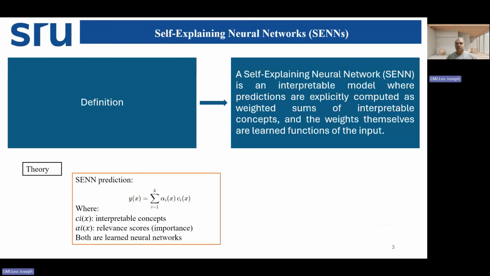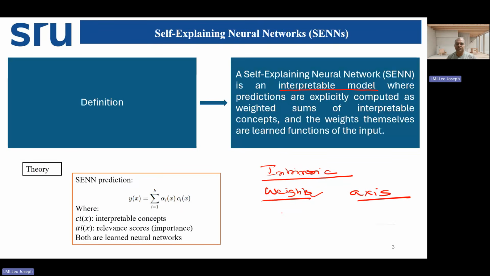So now coming to the self-explainable neural network. This is also an interpretable model. This is also an intrinsic process only. But what is the difference, we will see now. Here predictions are explicitly computed as weighted sums of interpretable concepts. So here we are going to add weights. Previously we added axes. Now we are going to add weights.